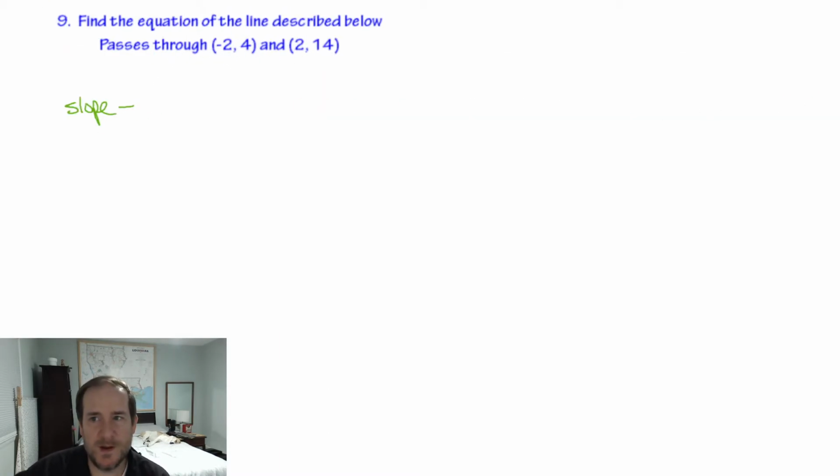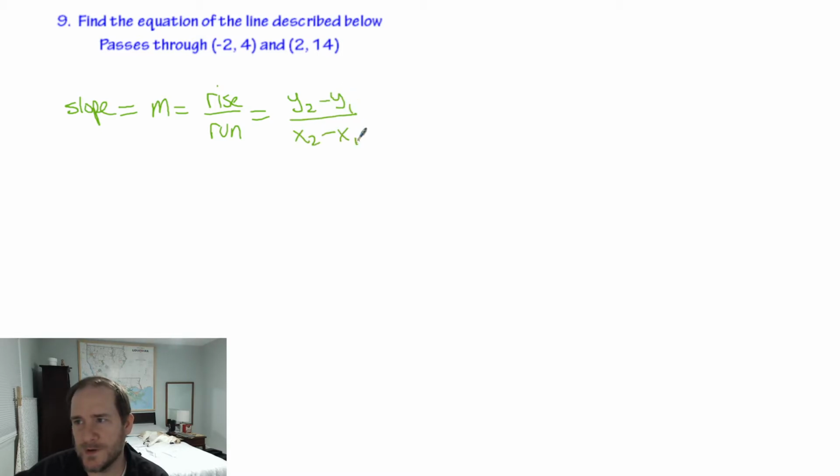And that's fine because we know there's a formula for slope. Slope is m, slope is rise over run. But there's one other formula for slope that says you just do y2 minus y1 divided by x2 minus x1. So if you have 2 points, then you use this formula. Our two y values are 14 and 4, so in the numerator I'm going to go 14 minus 4. And my two x values are 2 and negative 2, so I'm going to do 2 minus negative 2.